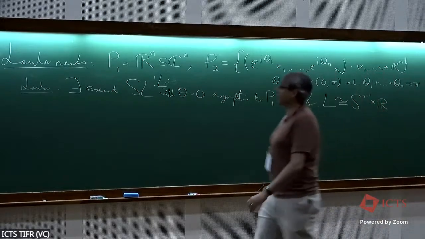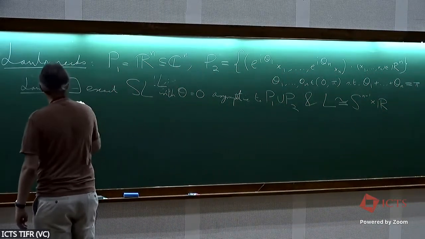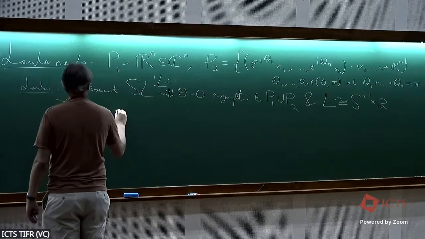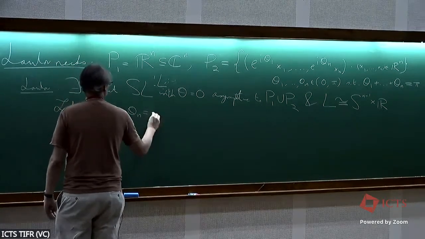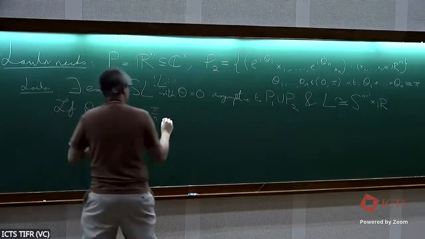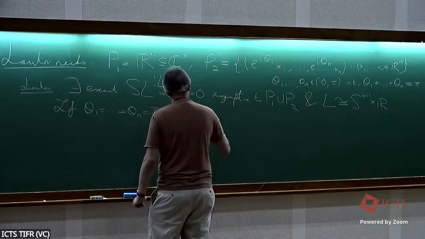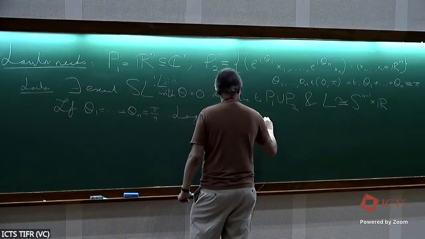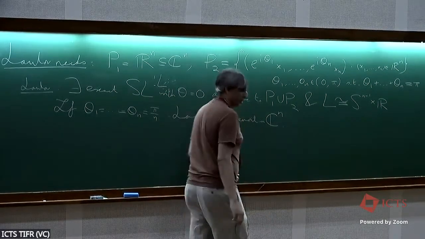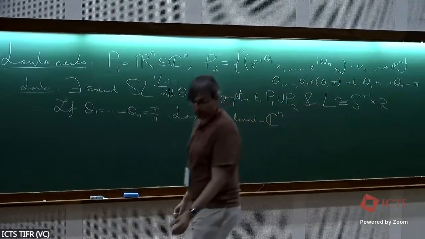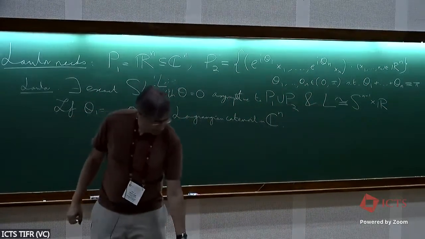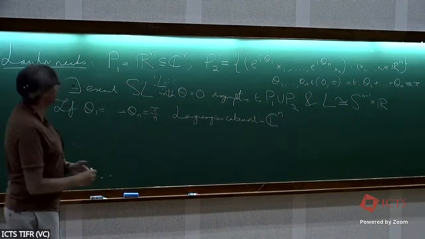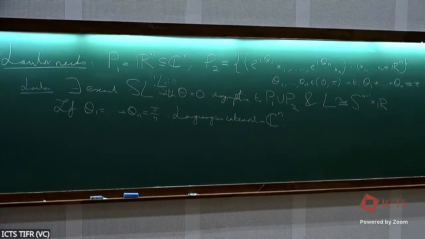Okay? And if you're in the very special case that all the thetas are equal and equal to pi over n, this is called the Lagrangian catenoid in C^n, which is going to be SO(n) invariant. All right. So these are very important objects in the study of Lagrangian mean curvature flow because they're asymptotic to a pair of special Lagrangian planes.